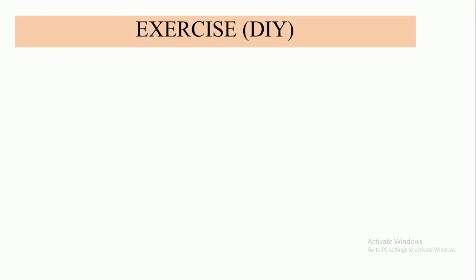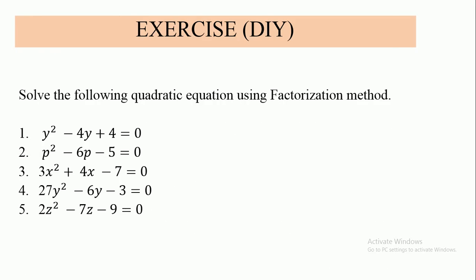So exercise, do it yourself, DIY. Solve the following quadratic equations using the factorization method. We have 1 to 5 for you: y squared minus 4y plus 4 equals 0, p squared minus 6p minus 5 equals 0, 3x squared plus 4x minus 7 equals 0, 27y squared minus 6y minus 3 equals 0, 2z squared minus 7z minus 9 equals 0.